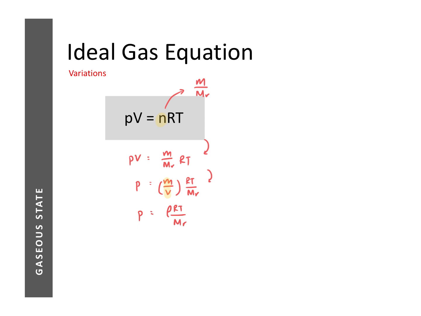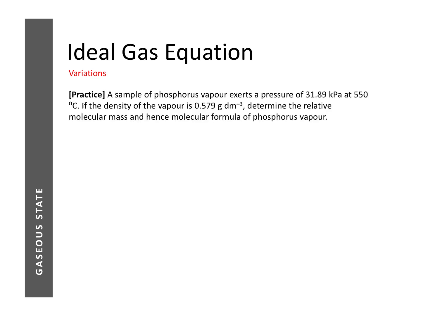So, as mentioned, it's important for you to know these two other variants of the ideal gas equation. In this question, which is very similar to the one before, we are looking at phosphorus gas or phosphorus vapor. We are given the pressure, the temperature, and in this case the density as well, and we are required to find the molecular mass.